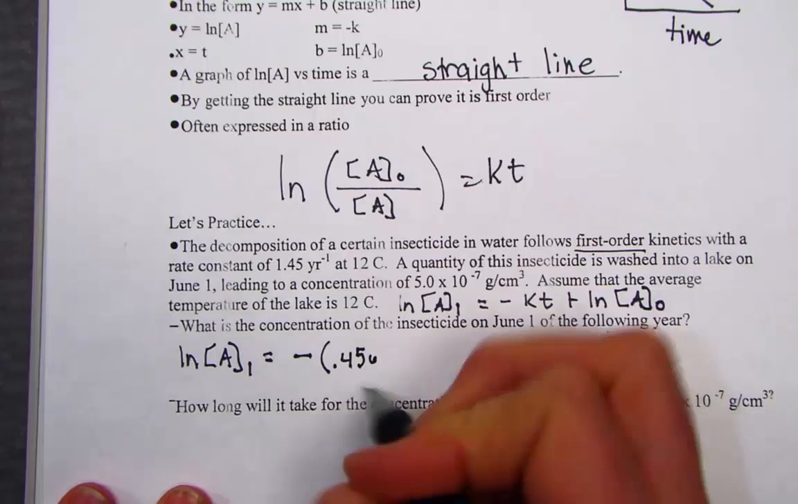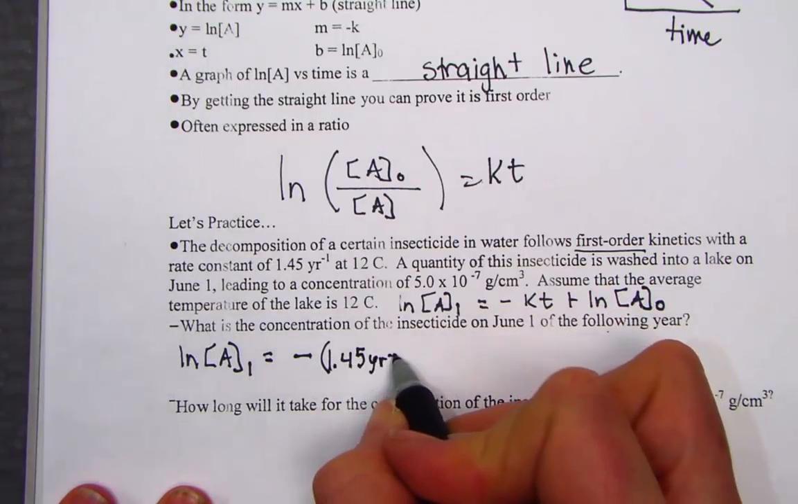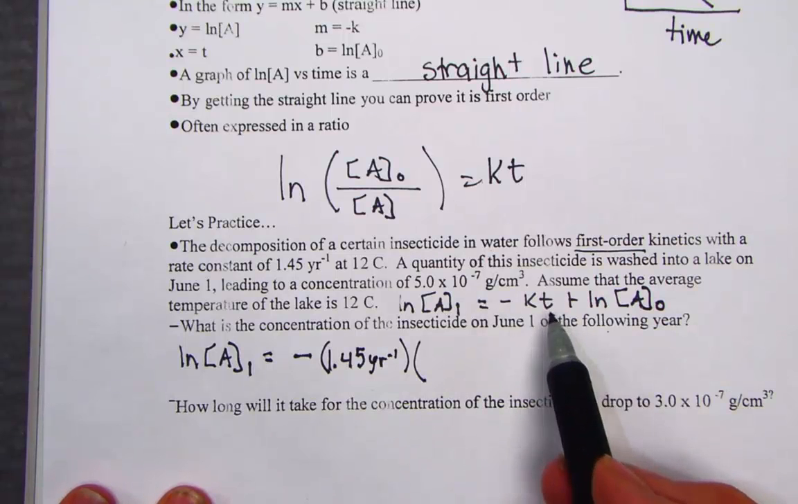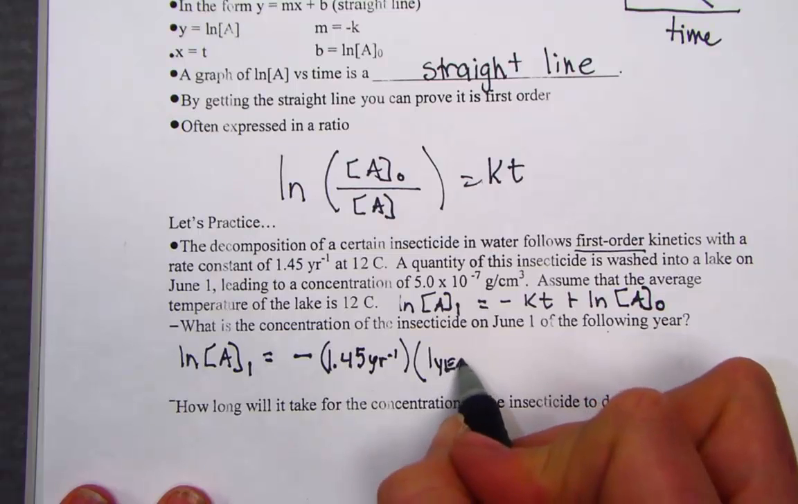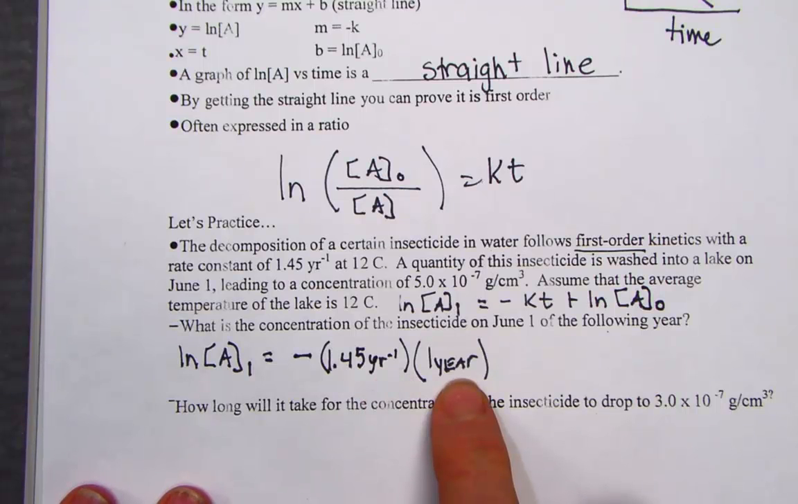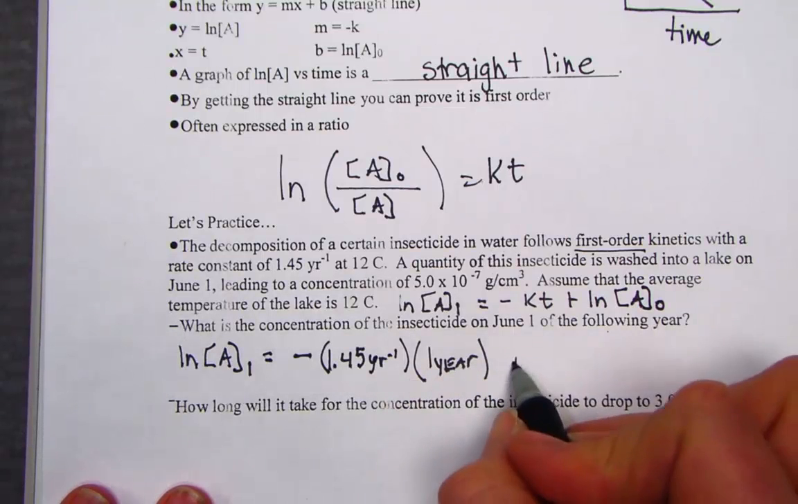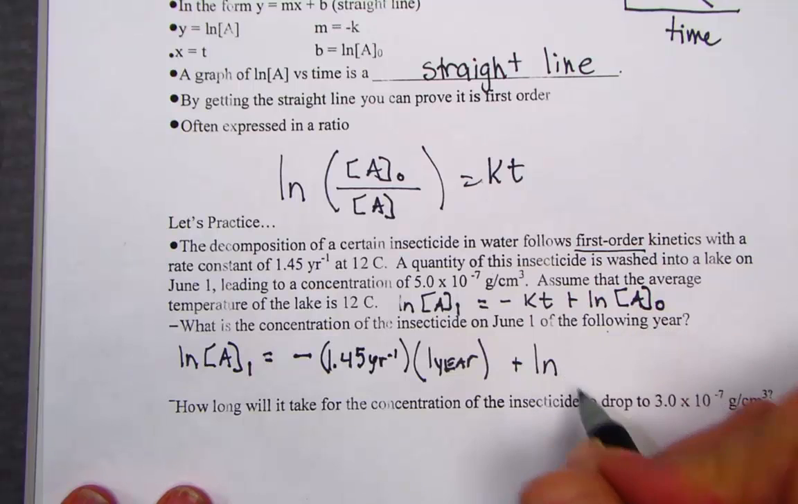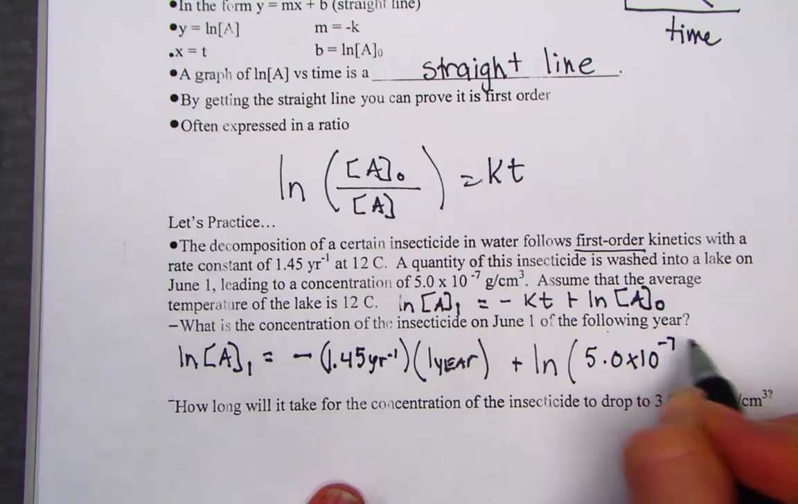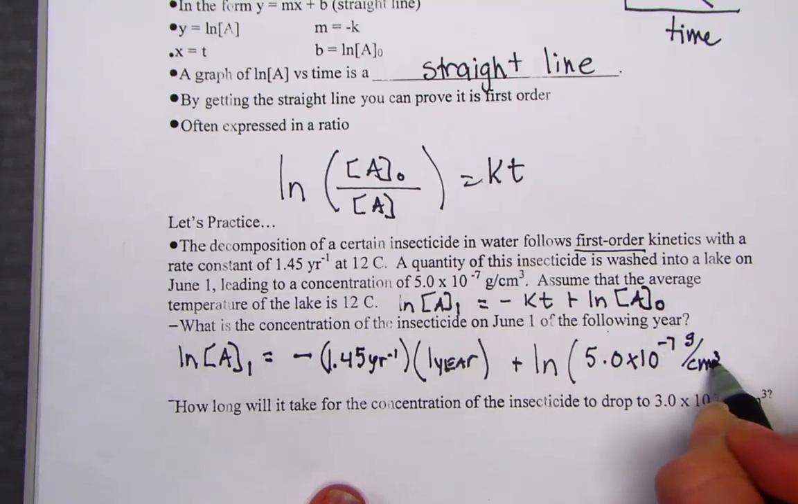1.45 per years. T in our equation stands for the time that went by. That's 1 year. Notice how I'm making darn sure that my k constant time matches the time unit I place into the equation. The k was given in a per year. I wouldn't want to put 365 days for the time. I match the unit. Plus the natural log of the original concentration, 5.0 times 10 to the negative 7th grams per cubic centimeter.